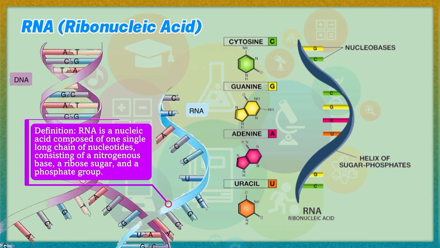The 4 primary nitrogenous bases in RNA are adenine A, guanine G, cytosine C, and uracil U. The sugar phosphate backbone of RNA forms through phosphodiester bonds between the 3-hydroxyl group of one ribose and the 5-phosphate group of the next ribose.